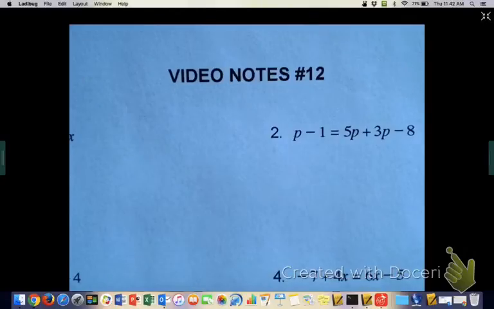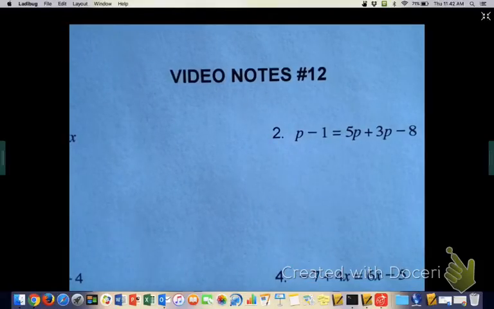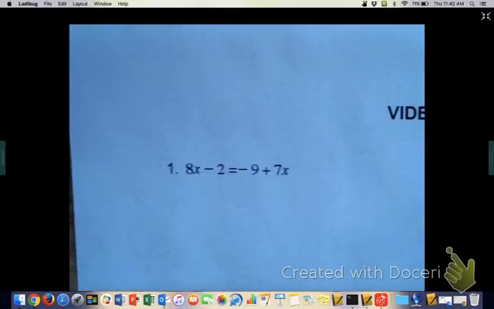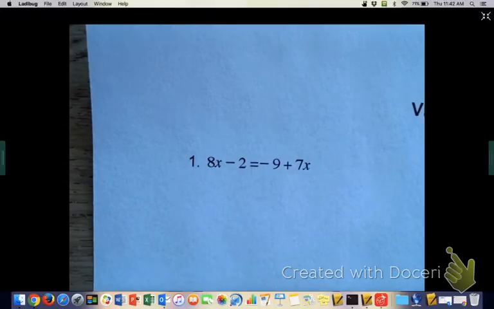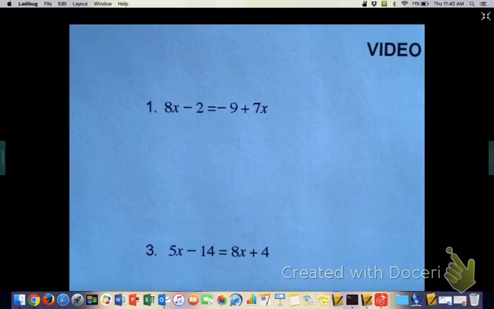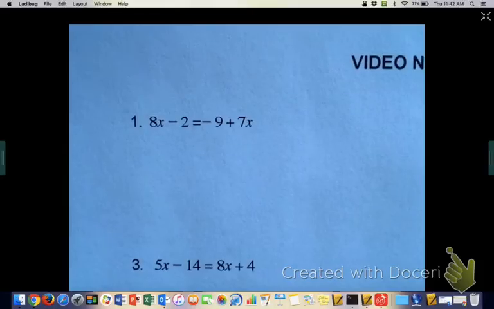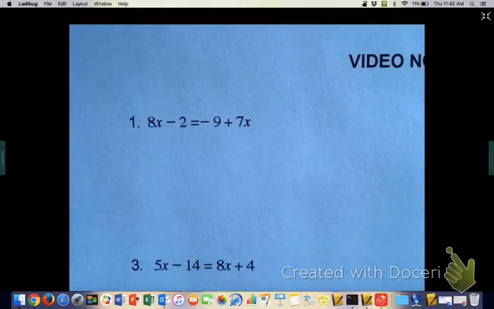Okay, we are ready to begin our mini unit on solving equations. So this should be video notes 12. We're going to just do all 10 of these problems. They're multi-step equations, and I'm going to work out every single one, but you should be starting to work ahead after we do a few together, just to make sure that you do understand how to do this on your own.